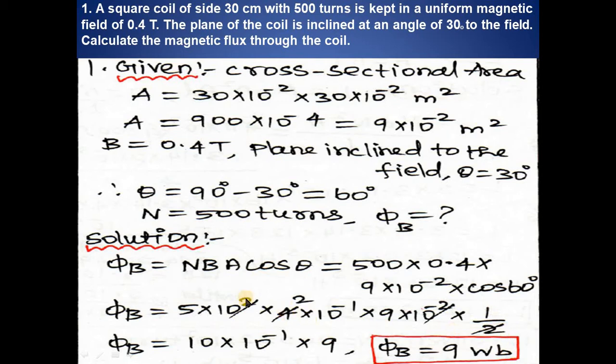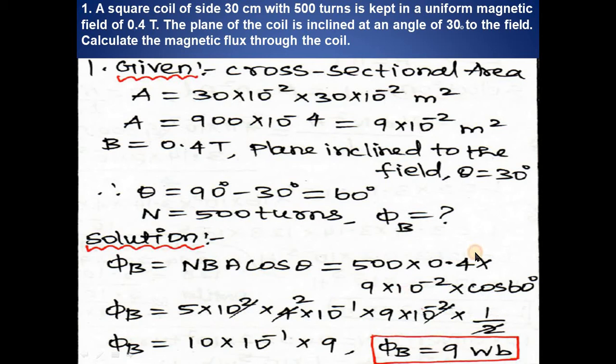Here 2 and 4 cancel: 4 divided by 2 is 2. Then 5 into 2 into 9: 5 twos are 10, 10 into 9 is 90. So 90 into 10 power minus 1 can be written as 9 Weber. The answer is 9 Weber. So the magnetic flux phi B is equal to 9 Weber.